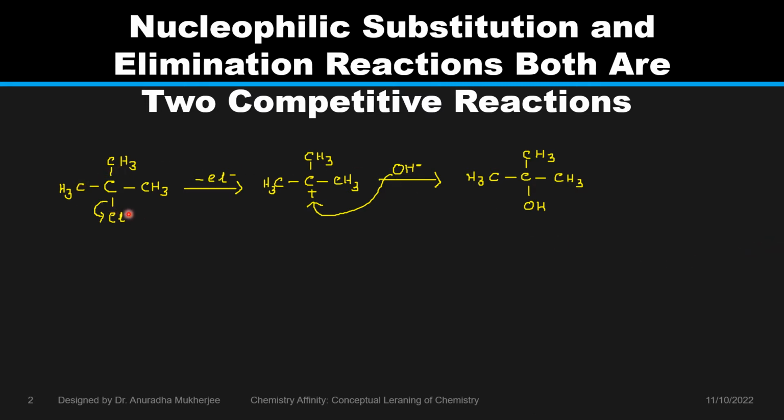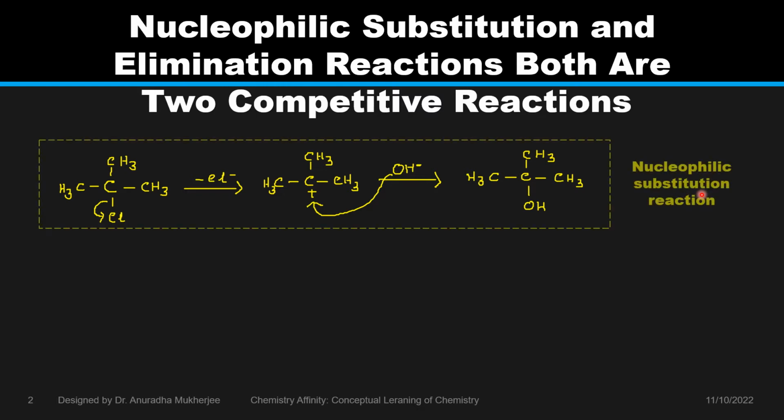In a nucleophilic substitution reaction, the leaving group gets substituted by a nucleophile. So here we have taken tertiary butyl chloride. Chloride is the leaving group. So the leaving group leaves and a carbocation forms. Then the nucleophile attacks here. So here the nucleophile is OH minus. So from alkyl halide we are getting alcohol by the nucleophilic substitution reaction.